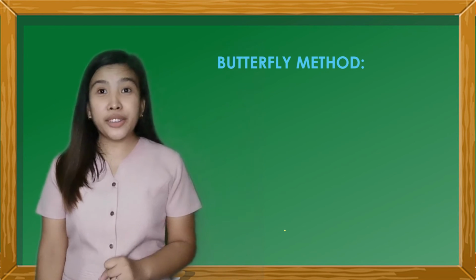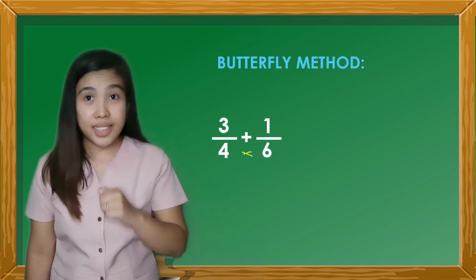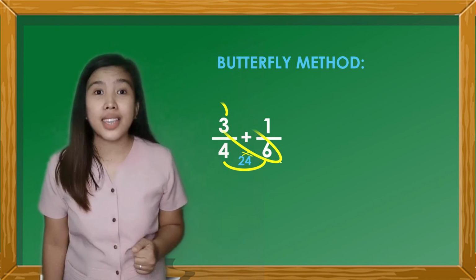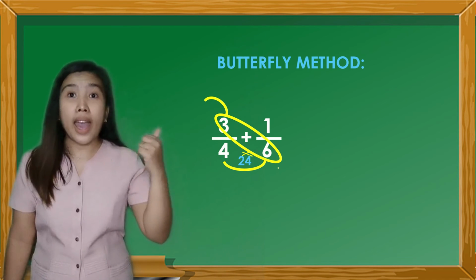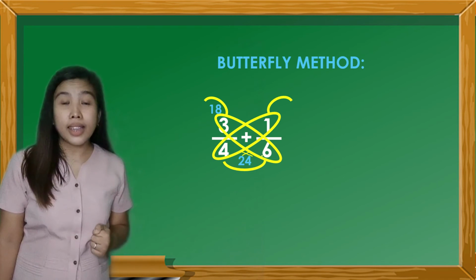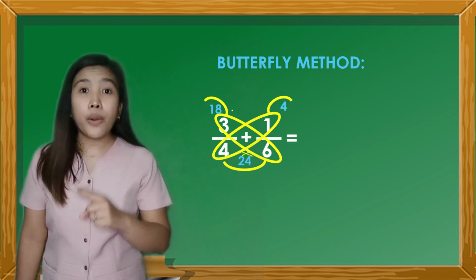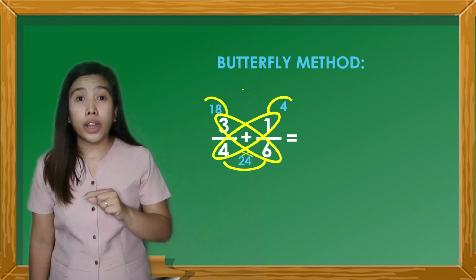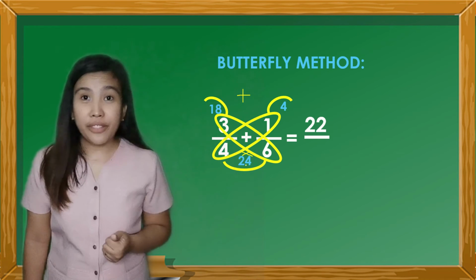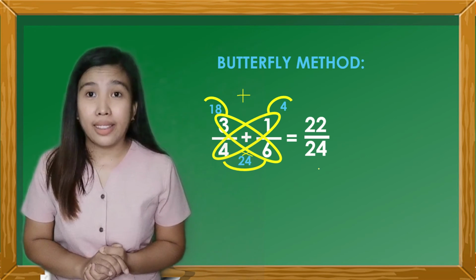Let us now use the butterfly method. 3/4 plus 1/6. First thing to do is to multiply 4 and 6. That will be 24. And then, multiply 3 and 6. 3 times 6, we have 18. Next, 1 times 4 is equal to 4. And then add 18 and 4. So 18 plus 4, that is 22 over 24. Okay, so 22 over 24 is not yet simplified.